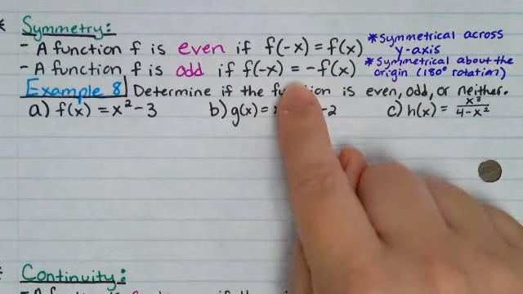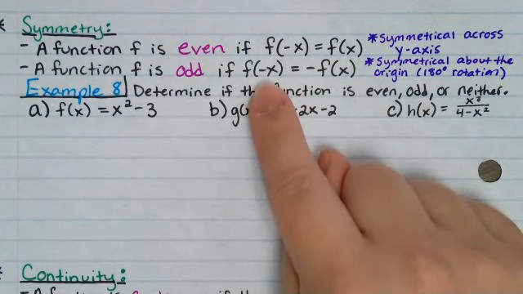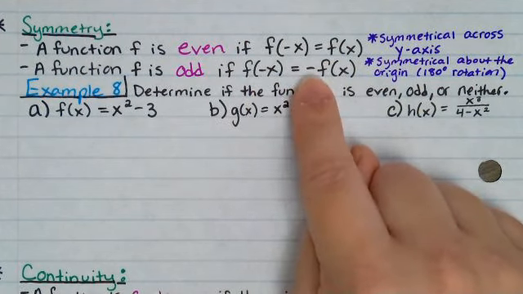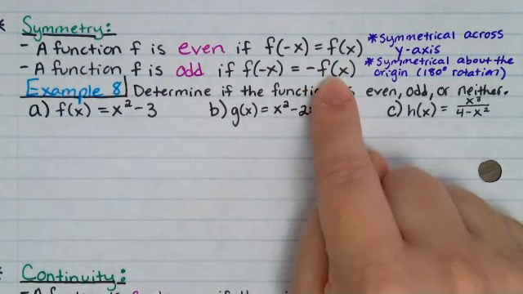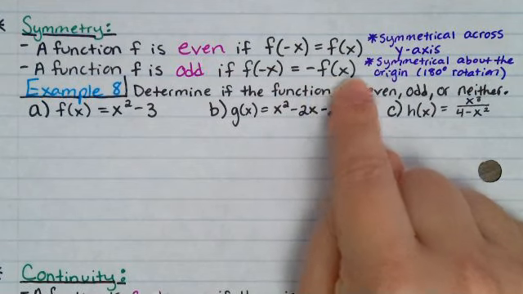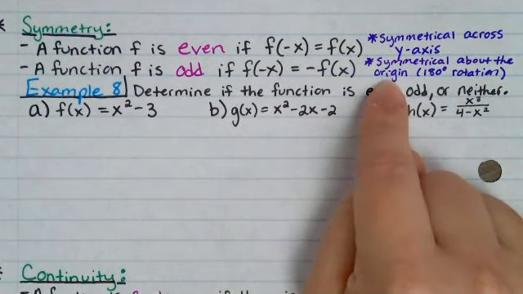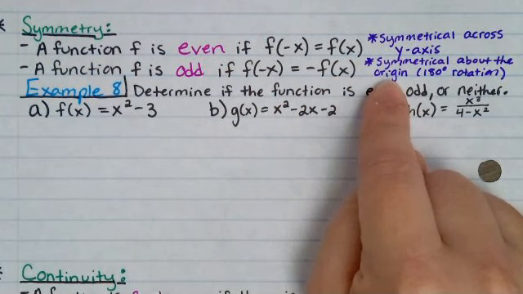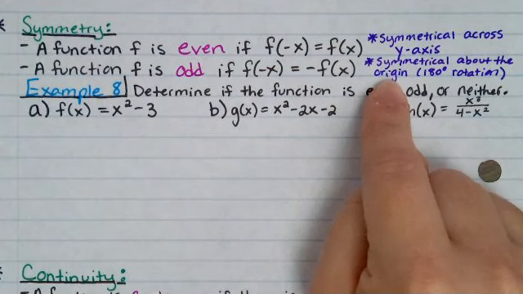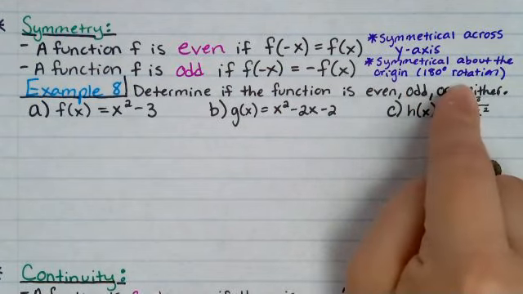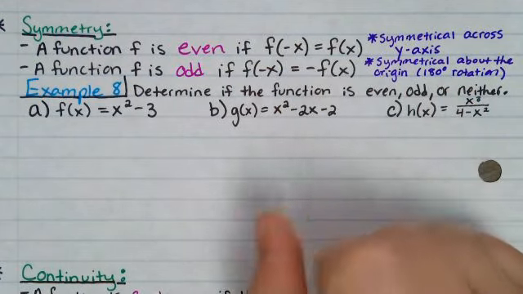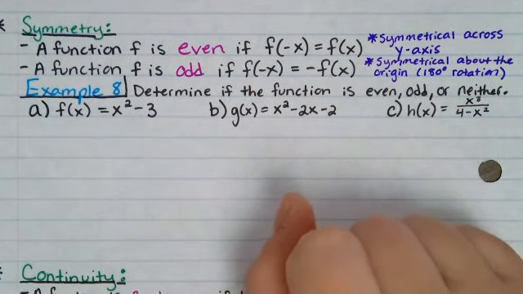An odd function is going to have that f of negative x be equal to negative f of x. So it would just take one extra little step. Another way to do it is to see if it's symmetrical about the origin, meaning 180-degree rotation. Does it look the same right side up as it does upside down? If that's the case, then it is odd. But again, we don't always have the ability to use graphing, so we have the algebraic way that we're going to focus on here.